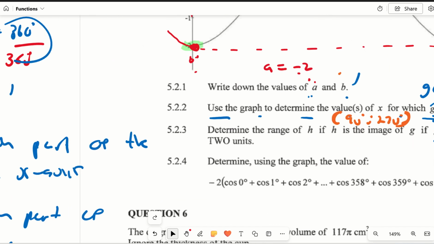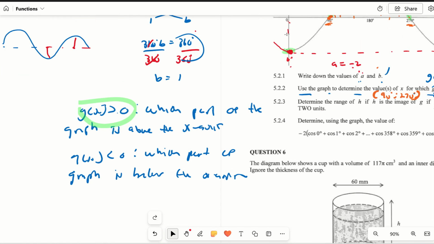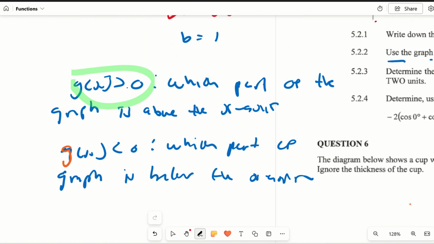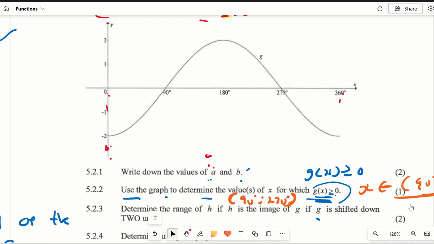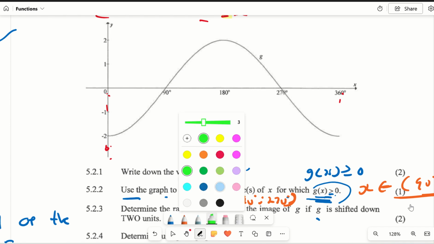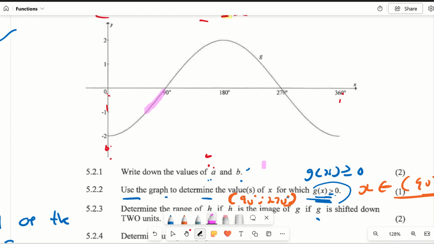Then if a question comes like this, for which values of x is g of x less than 0, it means which part of the graph is below the x-axis. Let us look at the graph there. Let's find the part or parts of the graph that are below the x-axis. The parts we are talking about are this part below the x-axis and that part over there.